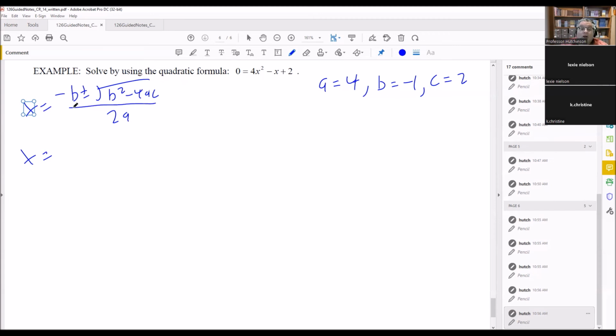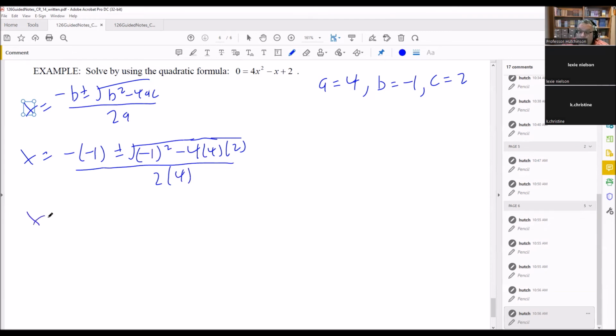You've got to be careful with this. This is -b and my b is negative. So what it looks like is this: I have a negative and a negative, so a double negative in that case. Then I have -1, and the whole thing is being squared. When I square this, the negative goes away. Then -4 times a, which is 4, and c, which is 2. All that over 2 times a, 2 times 4. So negative, negative, I get a +1, plus or minus the square root of 1 minus 32, all over 8.